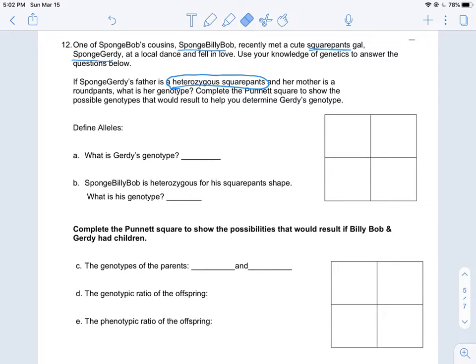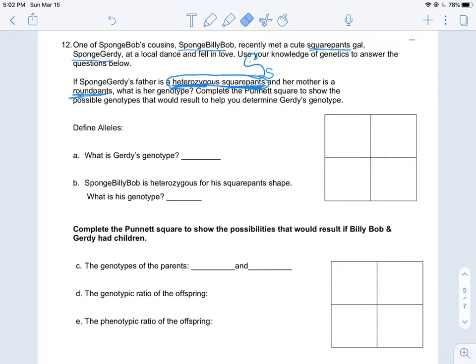If you think about this, heterozygous means one big S, one little s, and he has the phenotype of square pants. We're going to do this to you a lot on homework problems and quizzes. So know whenever you see heterozygous followed by a phenotype, then that phenotype is the dominant phenotype. Sponge Gertie's father is heterozygous and he's got square pants, and her mother is round pants. Well, if square pants is dominant, then round pants has to be recessive.